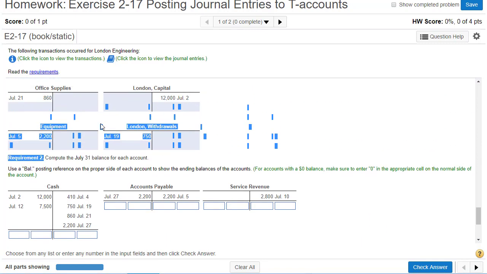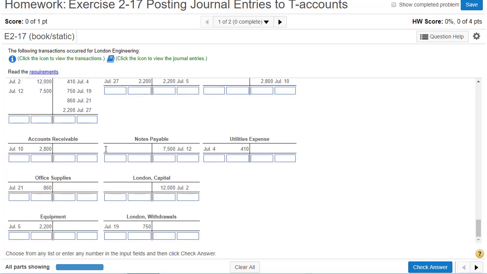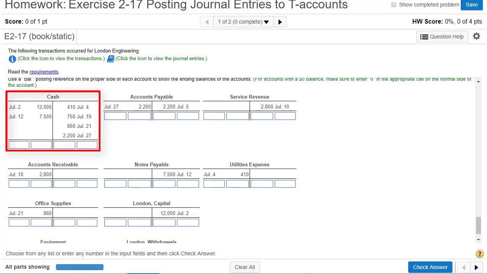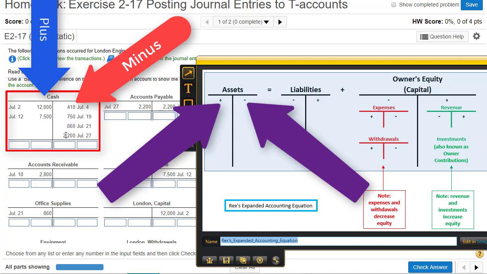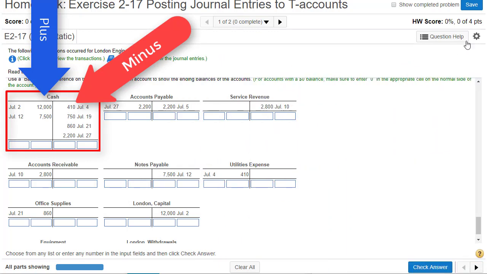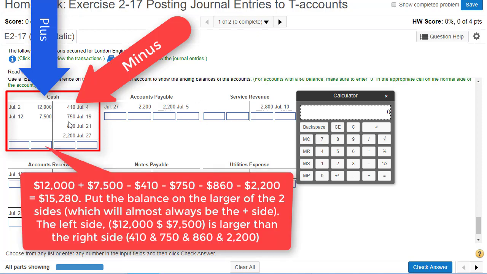So it says compute the July 31st balance for each account. So let's start with cash. Now remember, to do this, we have to know the pluses and minuses. So the numbers on the left side are pluses, so deposits since it's cash, and the numbers on the right side are minuses. So we're going to need a calculator for this. So we're going to add these numbers on the left and then subtract the numbers on the right. So 12,000 plus 7,500 is obviously 19,500.